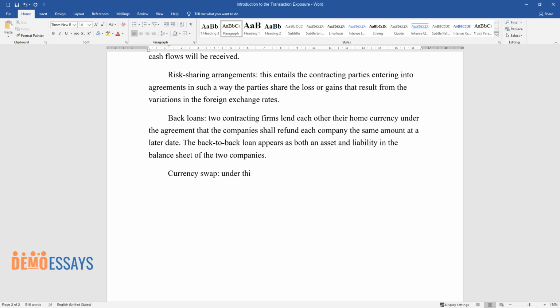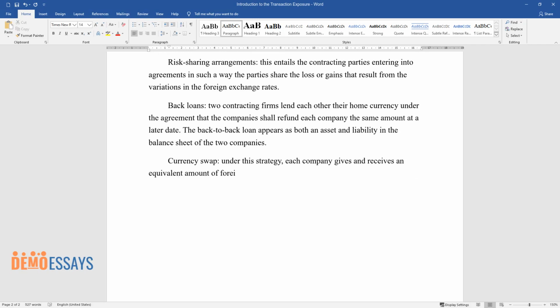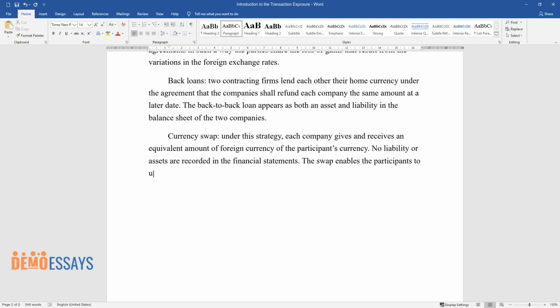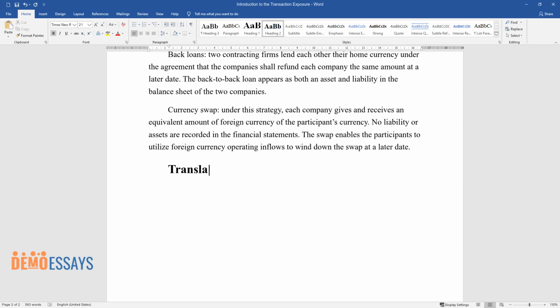Currency swap. Under this strategy, each company gives and receives an equivalent amount of foreign currency of the participant's currency. No liability or assets are recorded in the financial statements. The swap enables the participants to utilize foreign currency operating inflows to wind down the swap at a later date. Translation exposure.